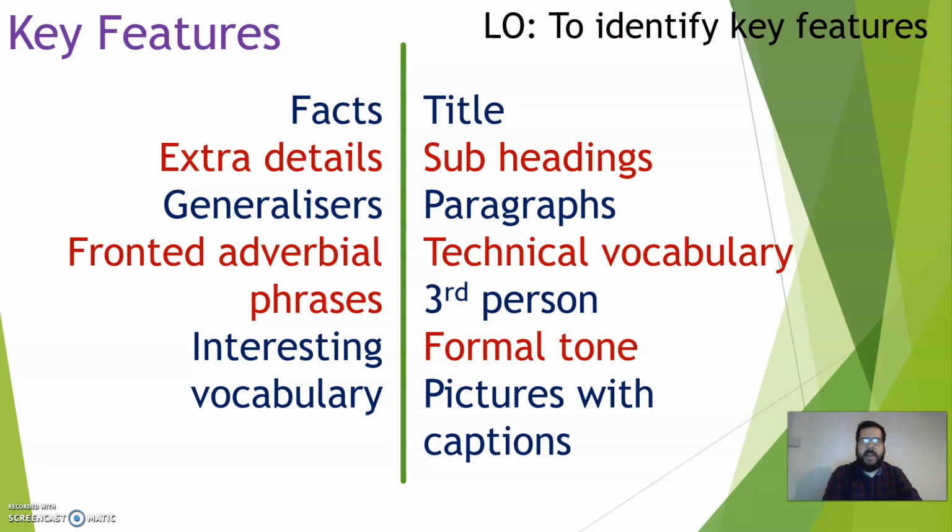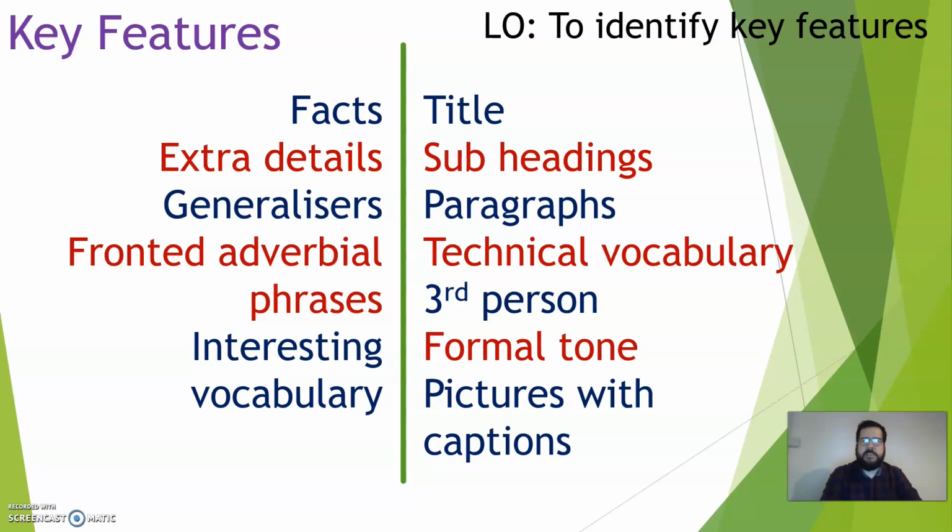They have to contain facts in order to provide information to the reader. You have to give extra details to those facts so that you give even more information to the reader. So you have your main fact and a bit of extra information about it. We have to use generalizers, which we did in one of the previous lessons, if we don't know the exact time something happened or the exact amount of something. We have to use fronted adverbial phrases to add extra information and also to make it a bit more interesting for the reader to read.